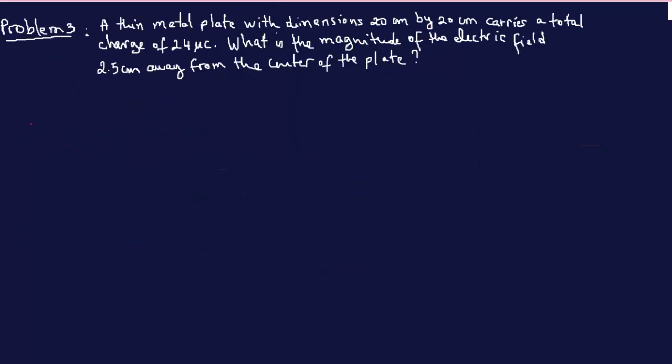Alright, another problem, the last problem for today. This one says a thin metal plate with dimensions 20 centimeters by 20 centimeters carries a total charge of 24 microcoulombs. The question is, what is the magnitude of the electric field 2.5 centimeters away from the center of the plate? So what do I know? I know area is given as 20 centimeters by 20 centimeters, so that's 0.2 squared.